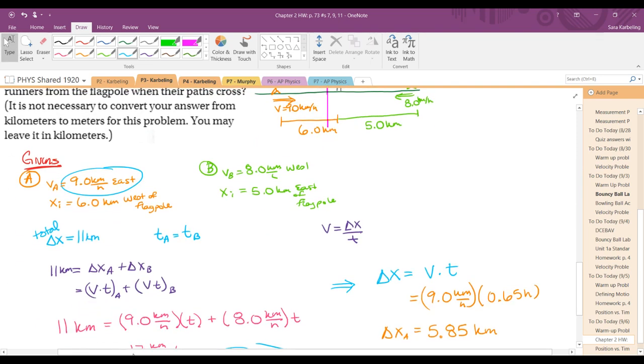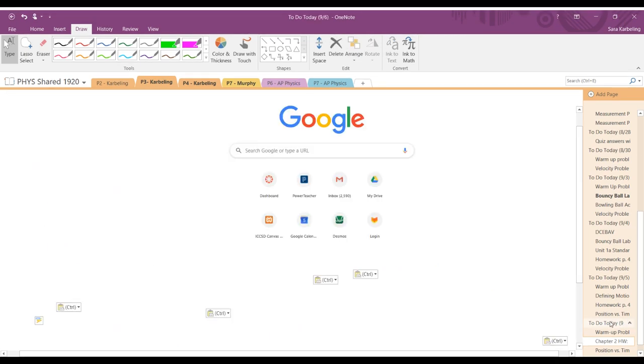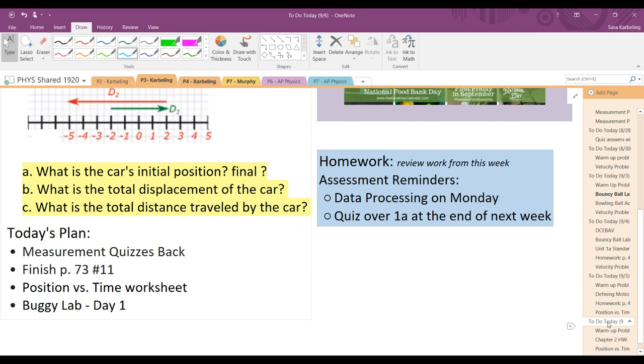All right. Congratulations to you all on working through that really tough problem. What I'd like you to do right now is to get out your position versus time worksheet. That's that yellow half sheet that we handed out yesterday. Pull it out, pull it out.